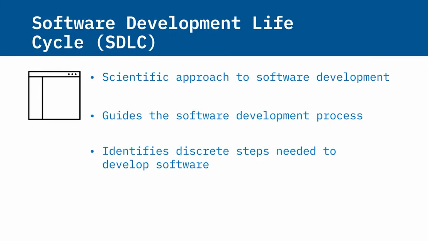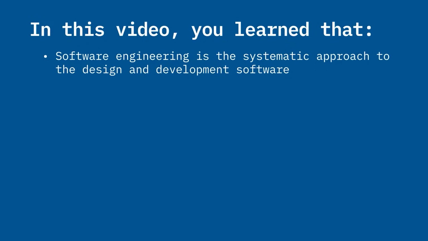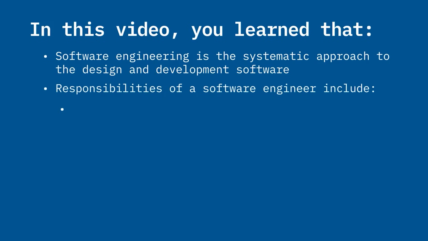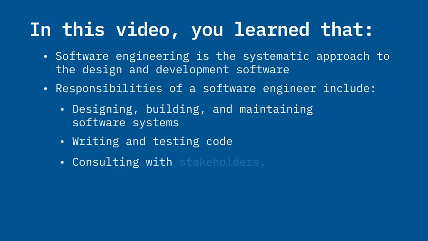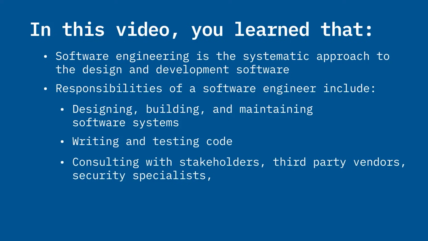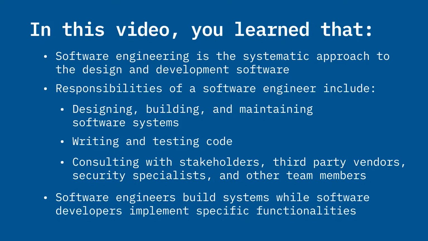In this video, you learned that software engineering is the systematic approach to design and development of software. Responsibilities of a software engineer include designing, building, and maintaining software systems, writing and testing code, and consulting with stakeholders, third-party vendors, security specialists, and other team members. And finally, software engineers build systems while software developers implement specific functionalities.